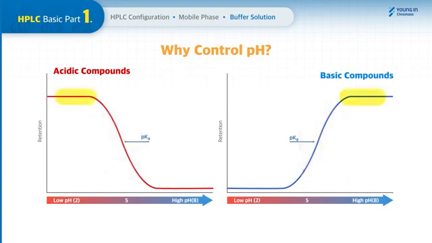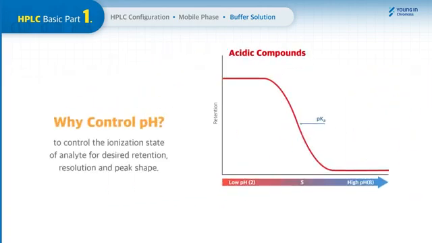At low pH, acids will be more retained, whereas base will be more retained at high pH. This is why the pH of mobile phase has to be correctly adjusted to control the ionization state of analyte for desired retention, resolution, and peak shape.